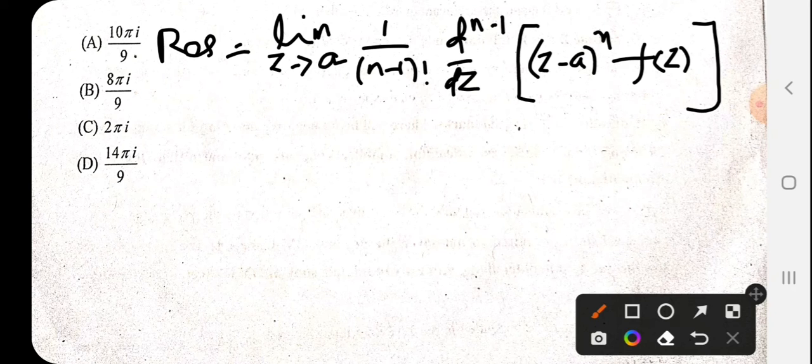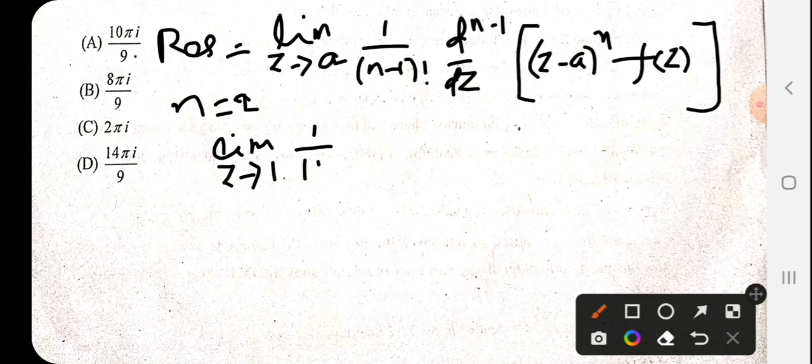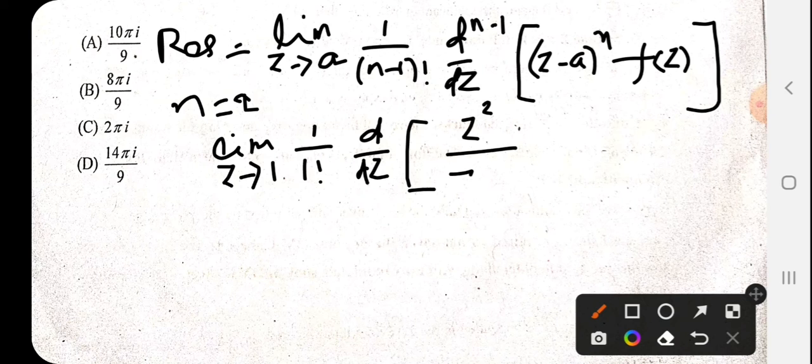Okay, here the pole is of order 2, that means the value of n equals to 2. So if you put the value of 2, we'll get limit z tends to 1, 1 upon 2 minus 1 factorial, that is 1 by 1 factorial, and d upon dz of z minus 1 whole square times f of z. So z minus 1 whole square in the denominator cancels, and the remaining part will be z square divided by z plus 2. After differentiating and putting the value we will find the value equals to 5 upon 9.